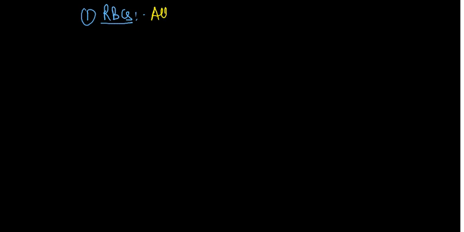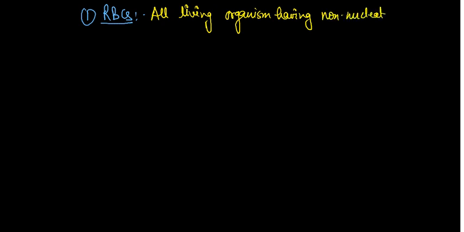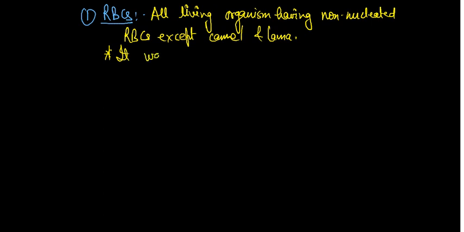All living organisms have non-nucleated RBC except camel. Okay, clear? First thing you should always know: it is red in color.